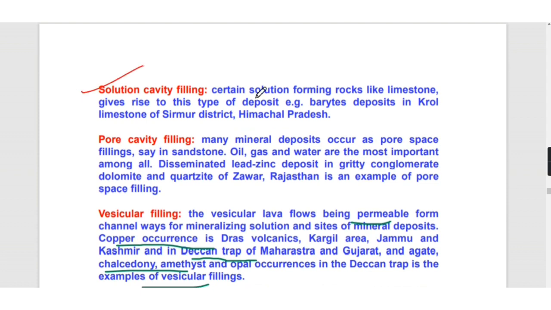Solution cavity filling. Certain solution-forming rocks like limestone give rise to deposits of barytes, like in the Karol limestone of Sirmur district, Himachal Pradesh. Pore cavity filling deposits occur in the Zawar. So Rajasthan is an example of pore space filling.